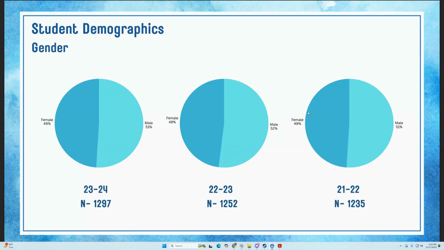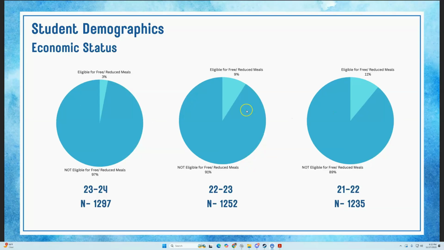Really, there's not much to say here in regard to gender demographics. They're pretty much consistent through and through, with a slight lean towards a male-dominated populace. But it's pretty much stayed the exact same throughout the years. There's nothing really noteworthy here.